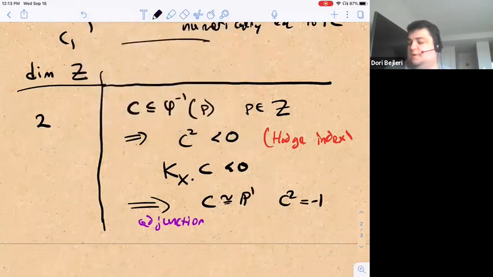So that tells us that we know what this phi is. This phi has to be the contraction of a minus 1 curve. So it's this morphism in Castelnuovo's theorem. It's a blowdown.